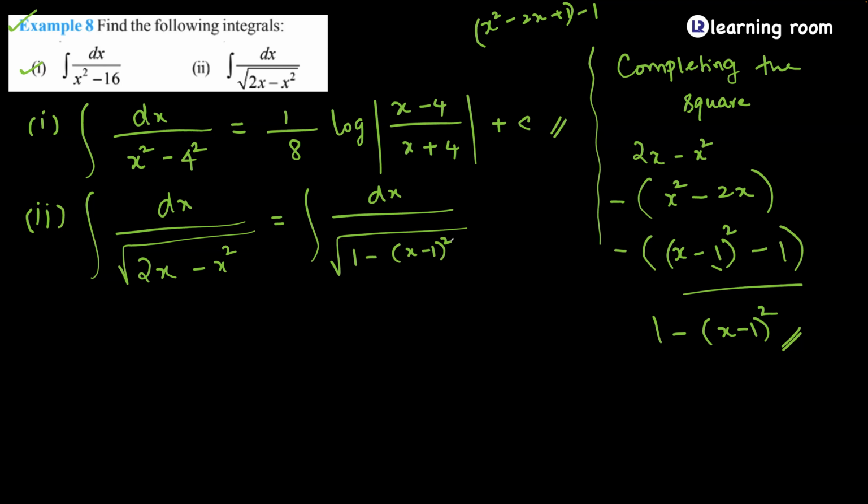So it is sine inverse of x by a. So the answer will be sine inverse of, the only difference is, in the place of x you have x minus 1, and in the place of a you have 1, plus c. Hence, this should be the answer: sine inverse of (x minus 1) plus c.